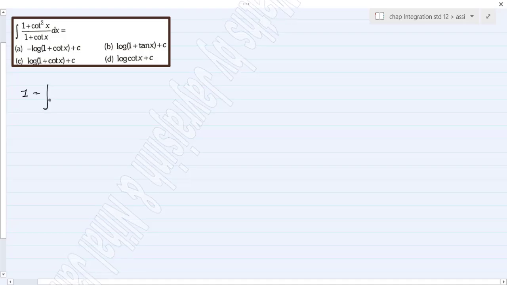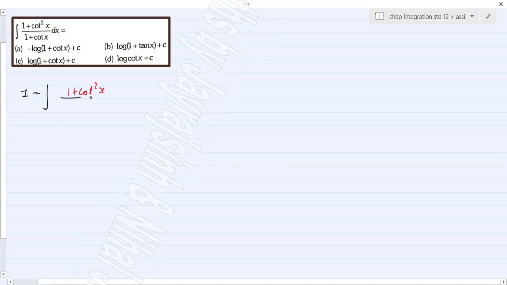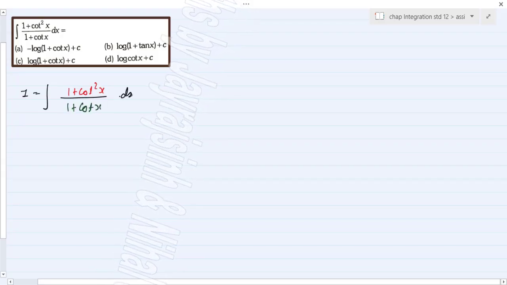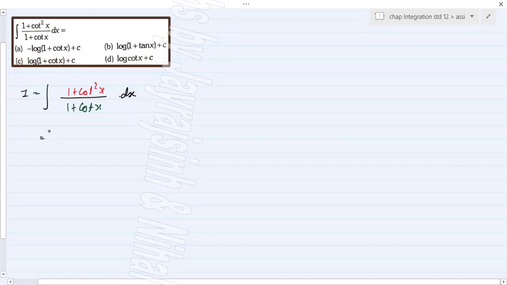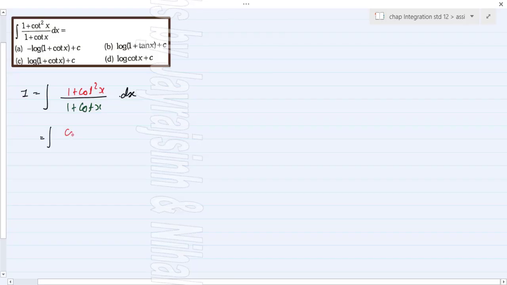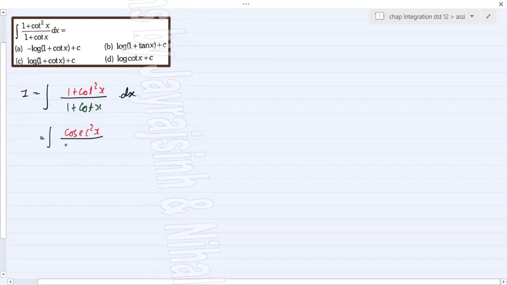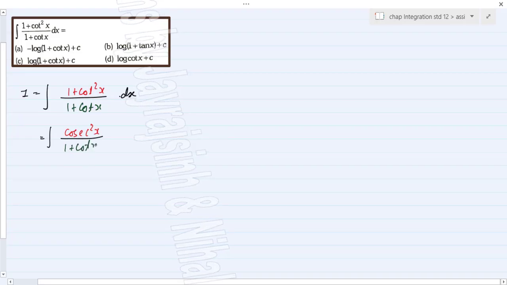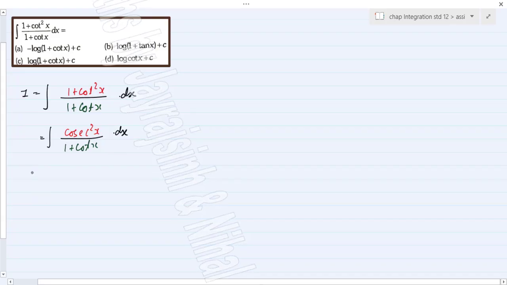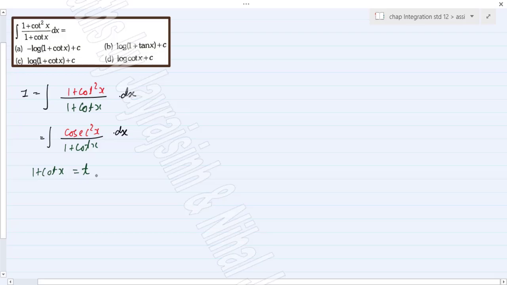Here we have to integrate 1 plus cot square x upon 1 plus cot x dot dx. Now we know that 1 plus cot square x is cosec square x, which is actually differentiation of cot x, which is given in denominator. So it suggests that we should assume 1 plus cot x is equal to t.